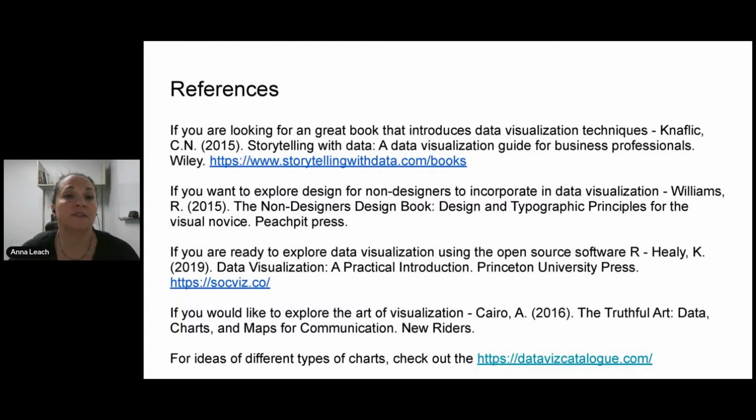Then there's, if you're interested in more of the art of visualization, how visuals can be visually pleasing and very useful, Cairo is a great book, The Truthful Art: Data, Charts, and Maps for Communication. Again, I think that's available through Google Books. I think I found it. I get it through my library.